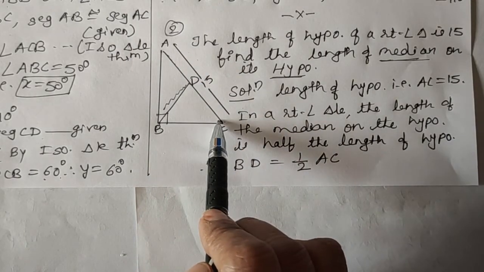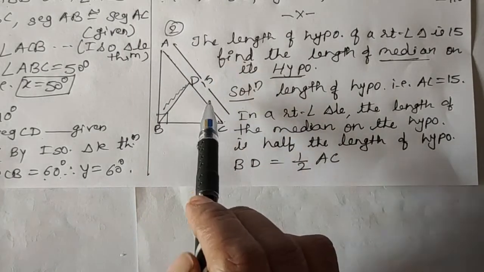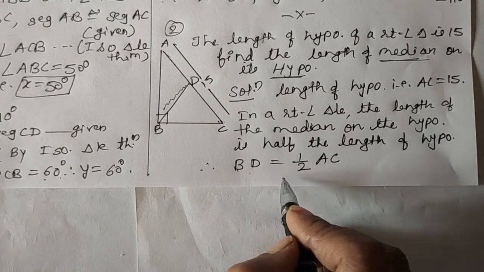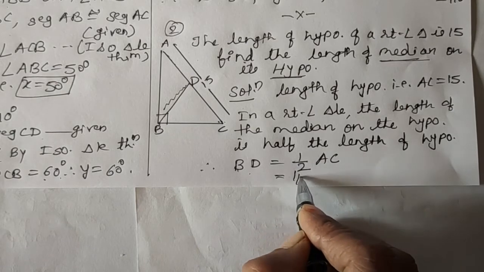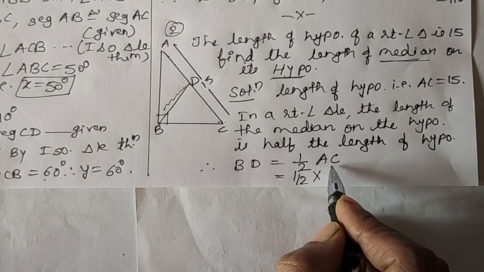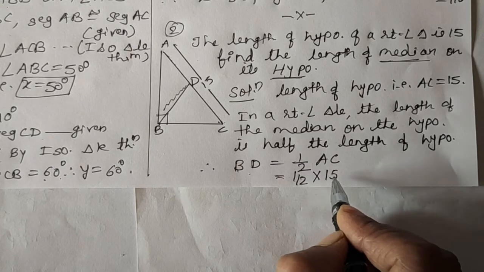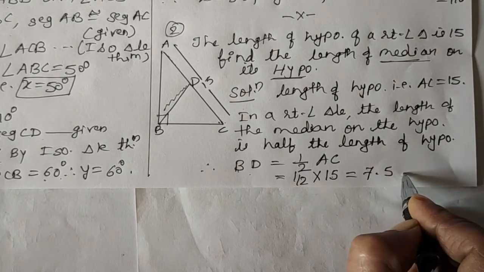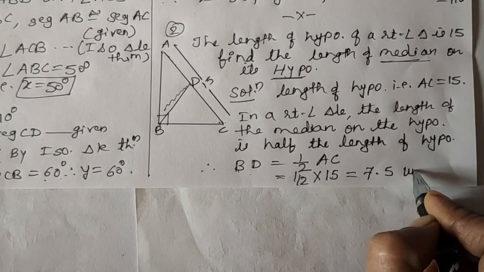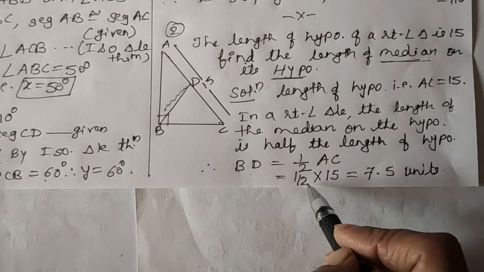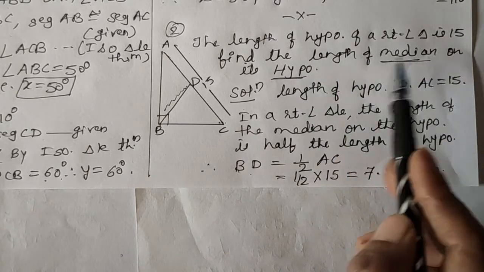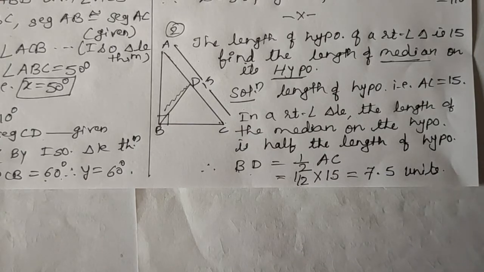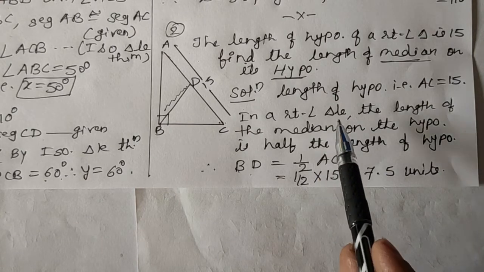So we have the theorem that in a right angle triangle, the length of the median drawn on the hypotenuse is half of the hypotenuse. So what is the median here? BD. So BD is equal to half of AC, where half of means multiplication. What is your AC? 15. So when you divide 15 by 2, what do you get? 7.5 units. Okay, so what is the answer? You will write the answer: the length of the median on the hypotenuse is 7.5 units. Very simple if you know this theorem.